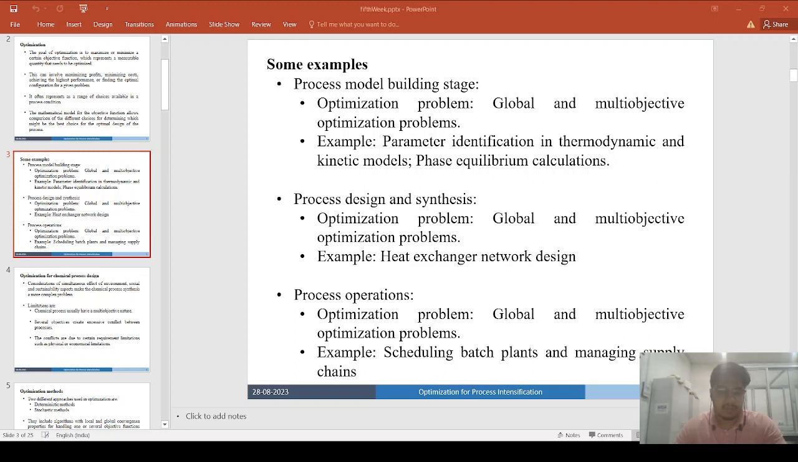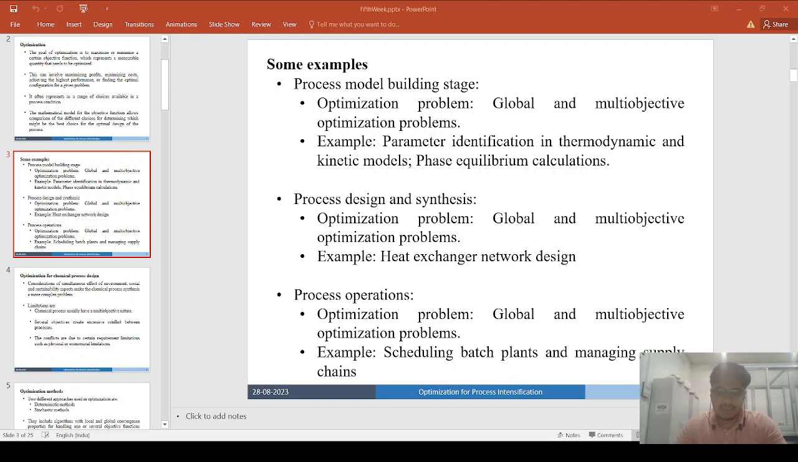Now for an example, the parameter identification in thermodynamic and kinetic models, and this involves performing phase equilibrium calculations. Now another example would be coming under the process design and synthesis stage. Here also the optimization problem is global in nature and is a multi-objective optimization problem. A good example would be heat exchanger network design.